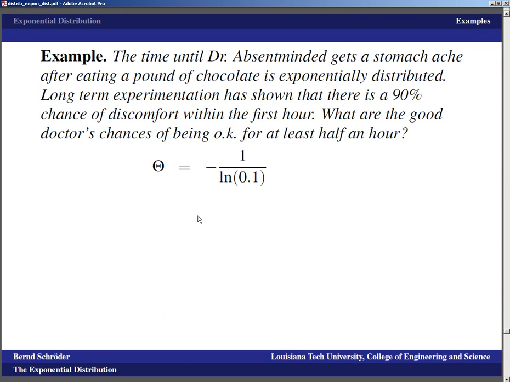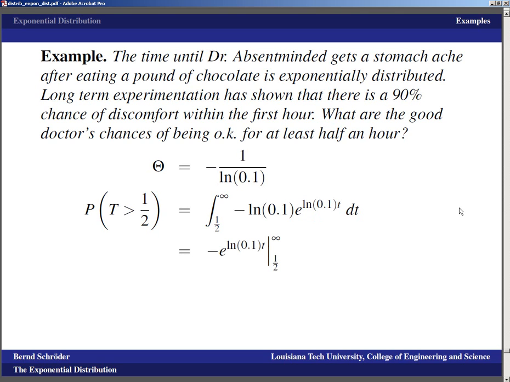And so that means with theta being negative 1 over ln 0.1, we're interested in the probability that the waiting time is greater than 1/2, which is the integral from 1/2 to infinity of, and now because of the 1 overs and everything, negative 1 over theta is actually just ln 0.1 without the extra negative sign, times e to the ln 0.1 times t, dt. And now we integrate that, so the substitution would be u equals ln 0.1 times t, and as you work out that u substitution, your antiderivative is negative e to the ln 0.1 times t from 1/2 to infinity.